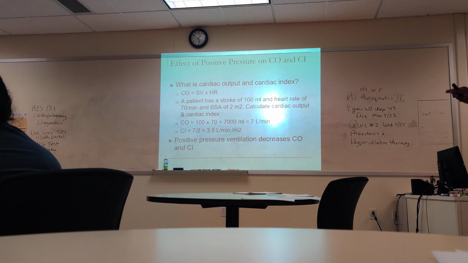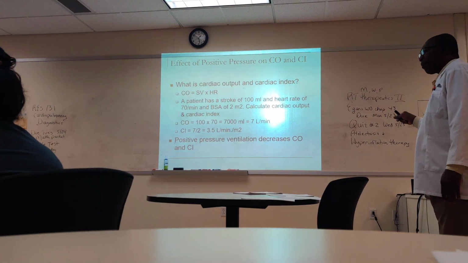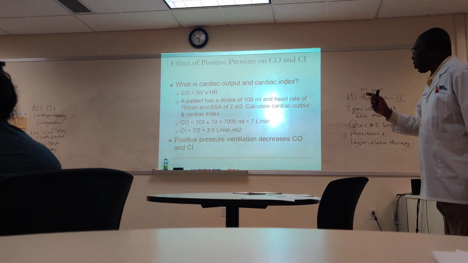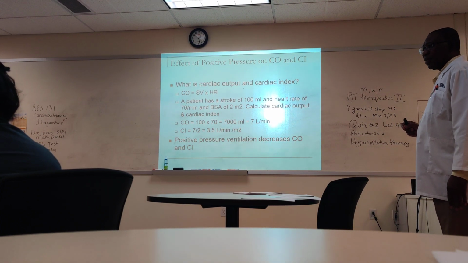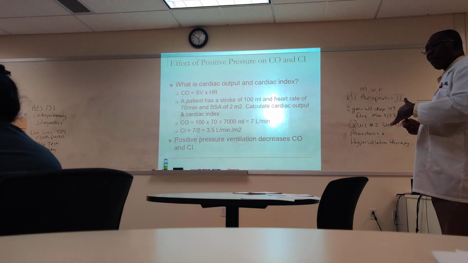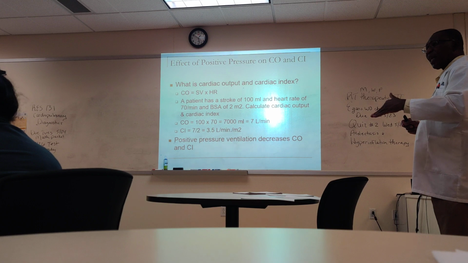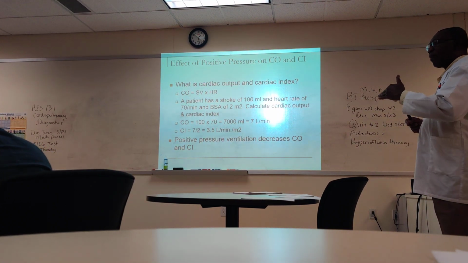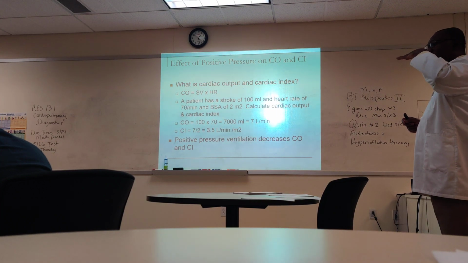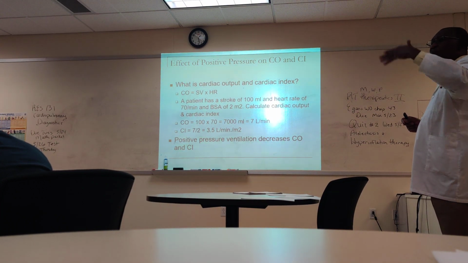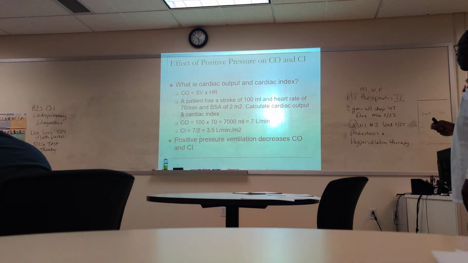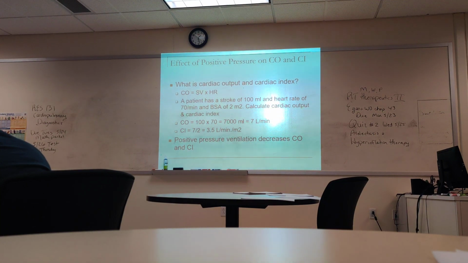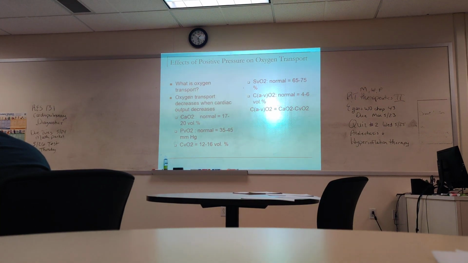So positive pressure ventilation decreases cardiac output and decreases cardiac index. Because if your cardiac output goes down and you divide it by your body surface area, it's also going to go down. If your cardiac output goes up and then you divide it by your body surface area, it will be more. So they're both going in the same direction.